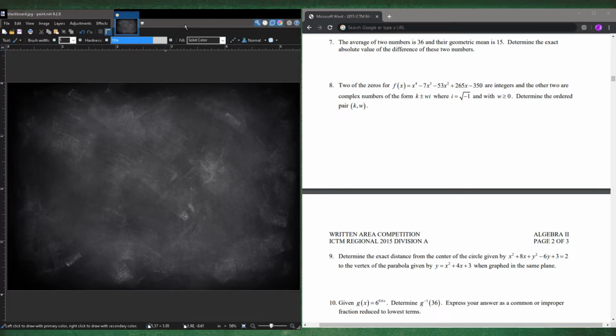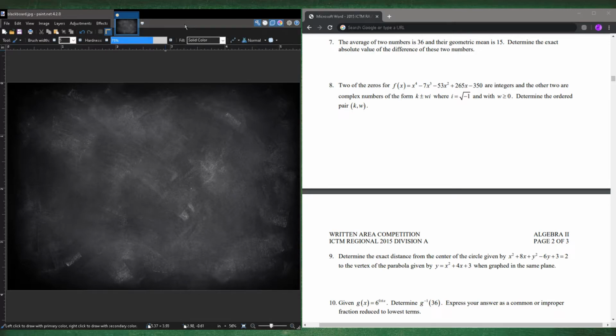Number 8. Two of the zeros for f of x, x to the power 4 minus 7x cubed minus 53x squared plus 265x minus 350, are integers, and the other two are complex numbers of the form k plus or minus wi, where i is equal to square root of negative 1, so it's just a complex number. And w is positive. Okay.